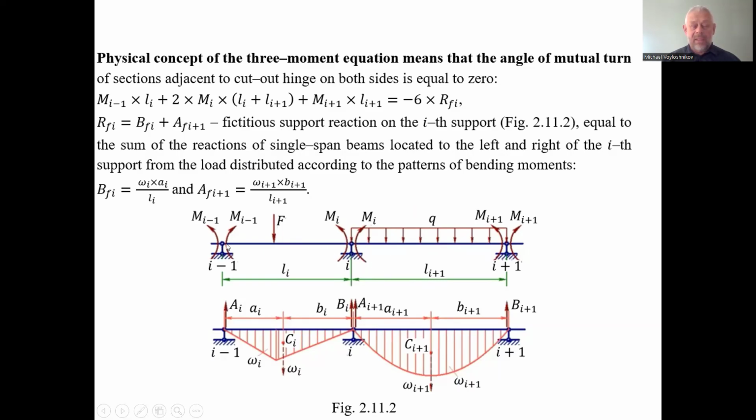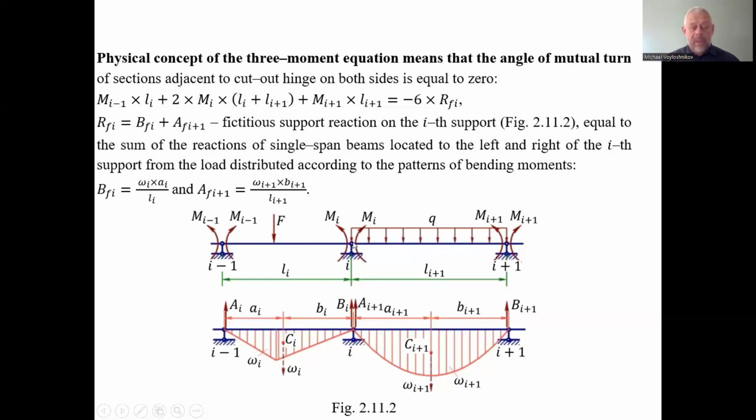The statically determinate system is the assigned continuous beam, but with the hinges on each supporting link of the assigned system. And considering, for example, supporting link number i, we put the hinge here. For the previous supporting link, we put the hinge as well in the continuous beam, and for the right one to number i, on number i we put another hinge. And we consider three moments.